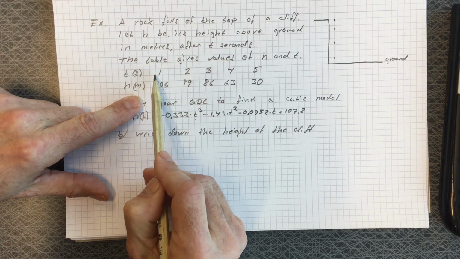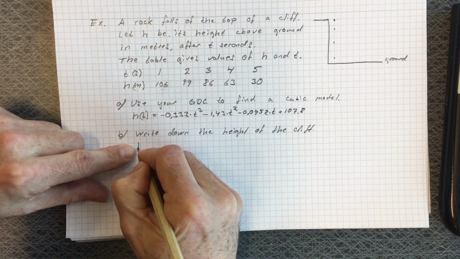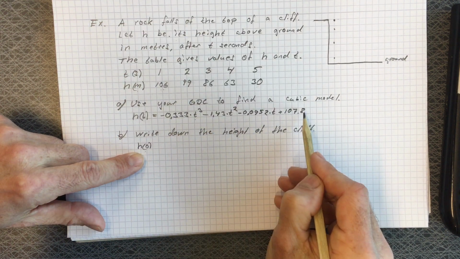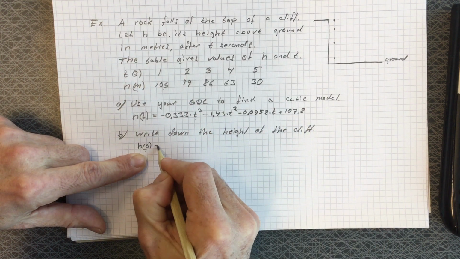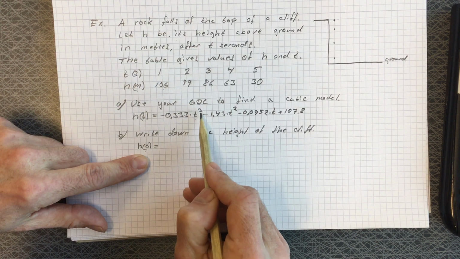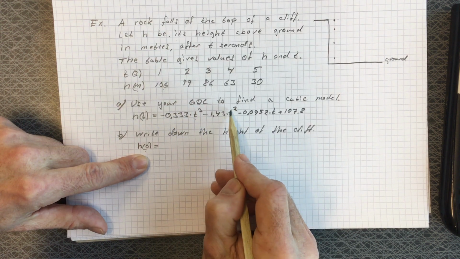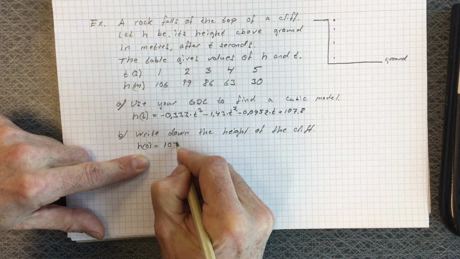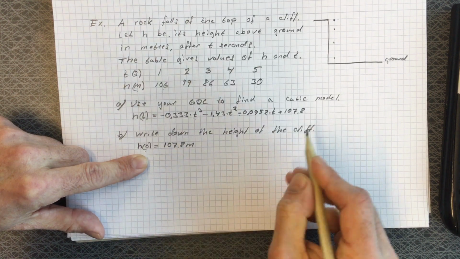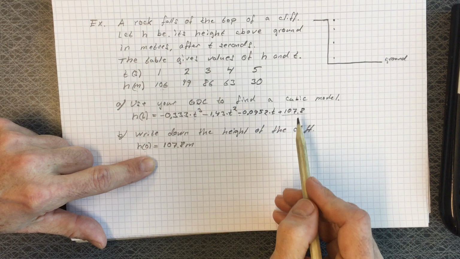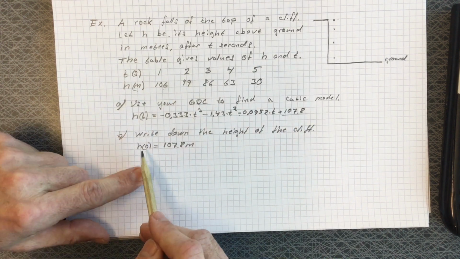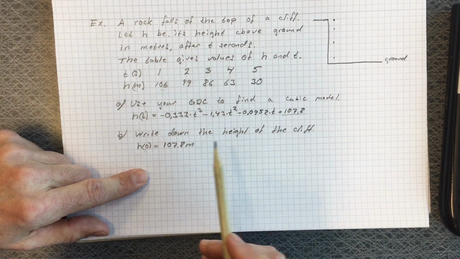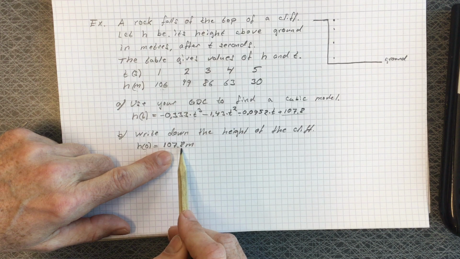What's the height after 0 seconds? We don't have 0 here, but we can calculate it. The height after 0 seconds, we have the formula here for it. So you realize that if I take 0 here, this term becomes 0. And with 0 here, this term is 0. And with 0 here, this term is 0. So the height of the cliff is 107.8 meters. The constant, the starting value, shows us the height when the time is 0. So you can see when it starts, it's 107.8 meters.